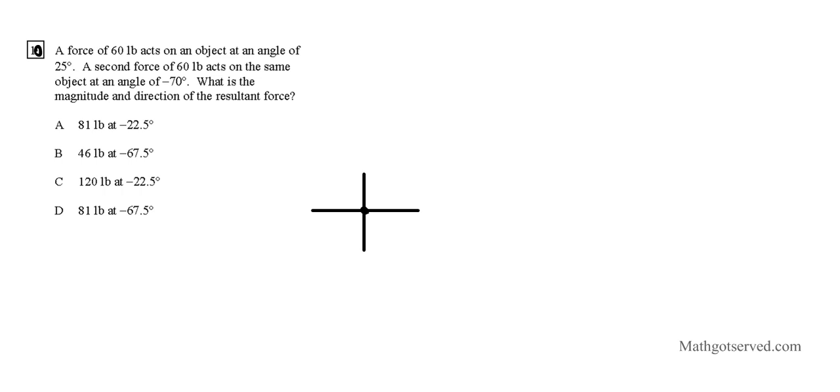The first force of magnitude 60 pounds acts at an angle of 25 degrees. So let's say that's the vector right there, and let's indicate the angle of rotation, 25 degrees. Remember, when you're measuring angles, this is 0. Counterclockwise is positive, and if you go clockwise, that's negative. So this is a 60-pound vector acting on this object at an angle of 25 degrees.